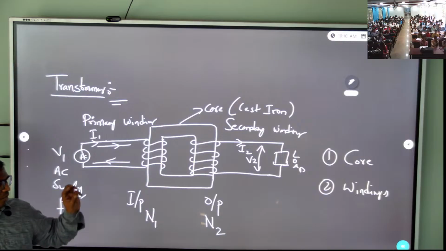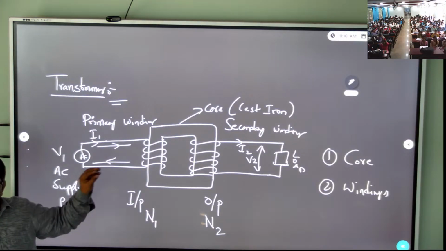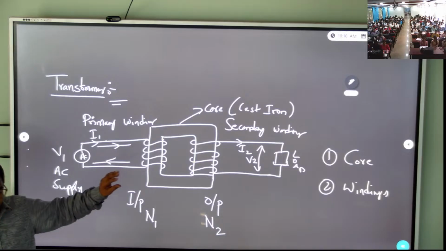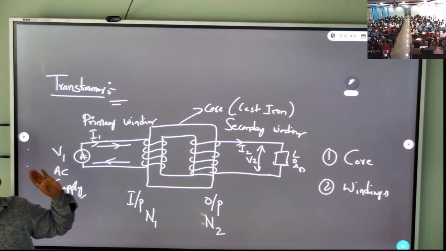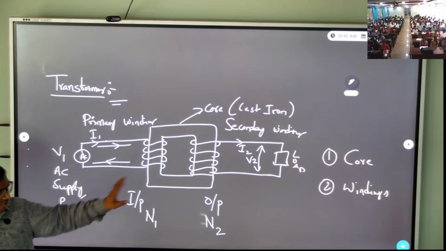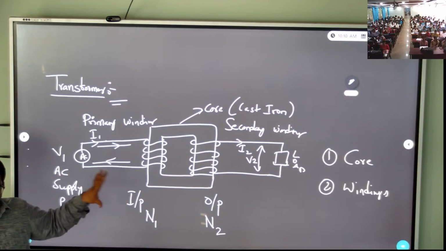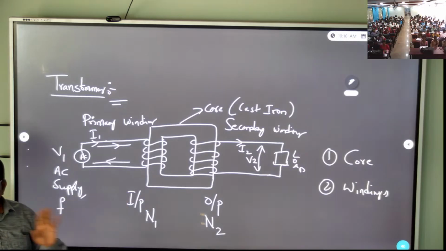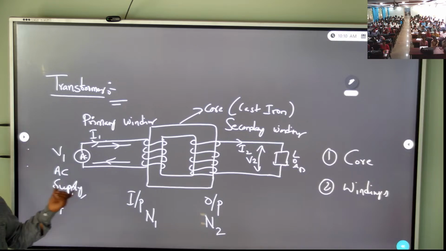What is the function of the core? What is the function of the winding? Which material are you using? For the core you are using cast iron, and for the winding you are using copper. But what is the function? If you know the principle, then you are able to answer the function of the core and winding. Now I am explaining the principle of mutual induction, Faraday's laws of mutual induction.